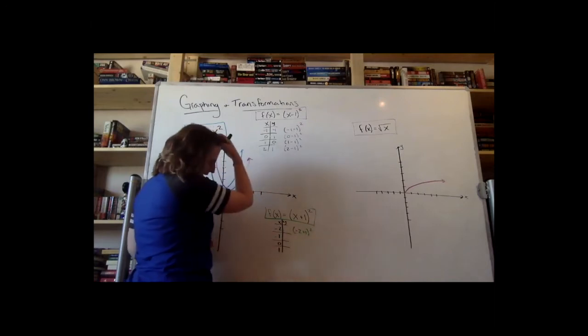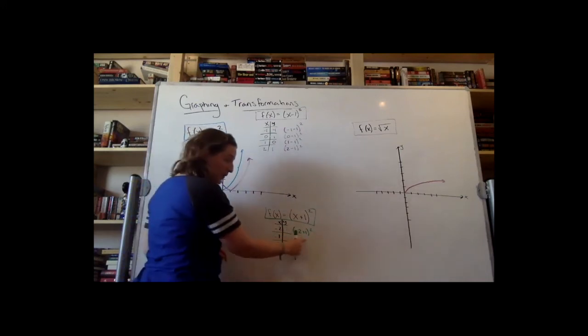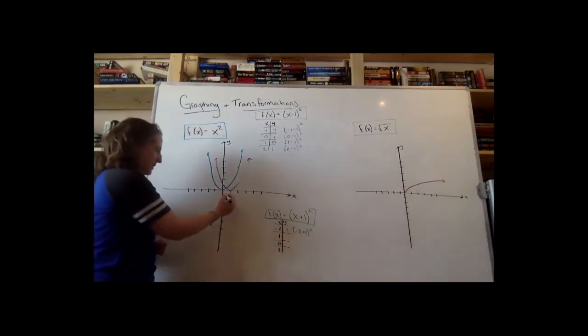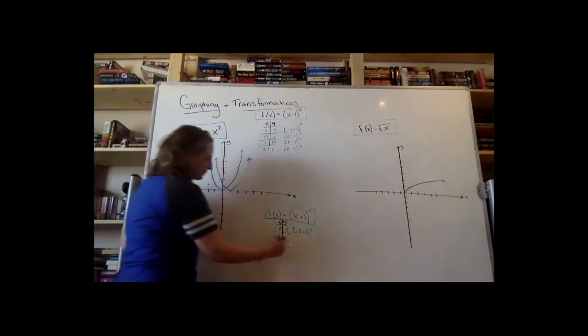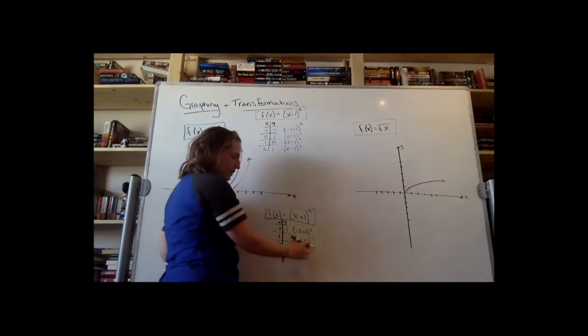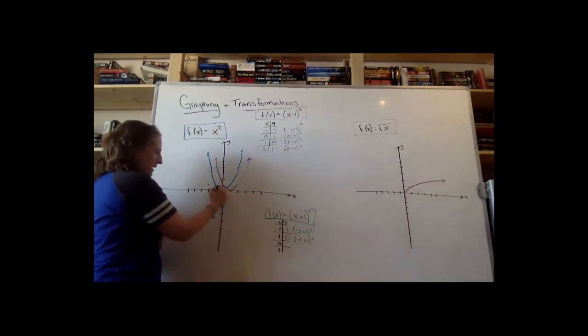-2 plus 1 is -1. -1 squared is 1. So I have the point (-2, 1). Sorry about that. Plugging in -1, I'll have (-1 + 1) squared. -1 plus 1 is 0. 0 squared is 0. So I have the point (-1, 0).